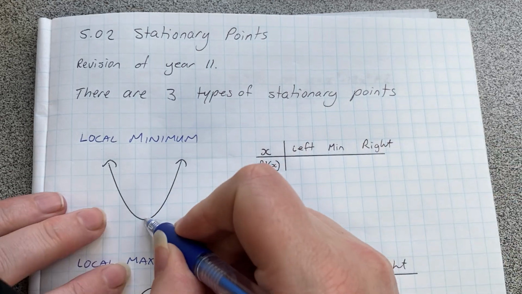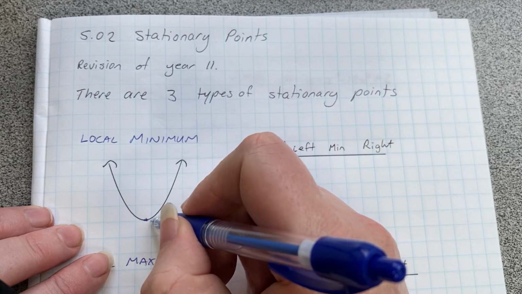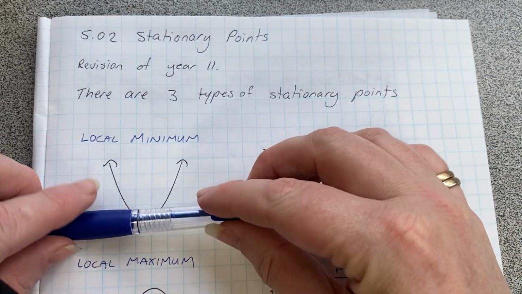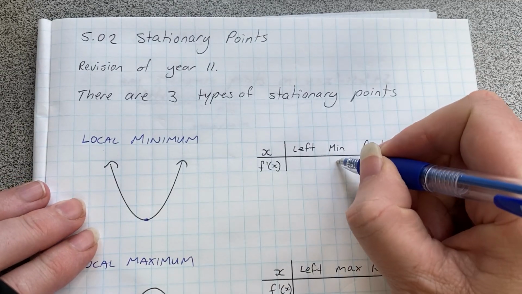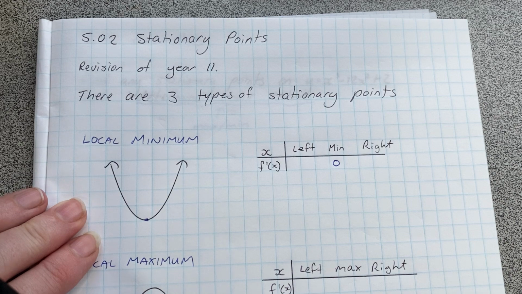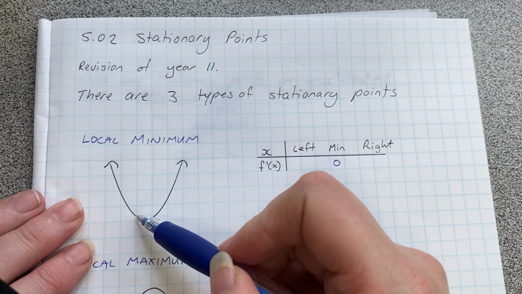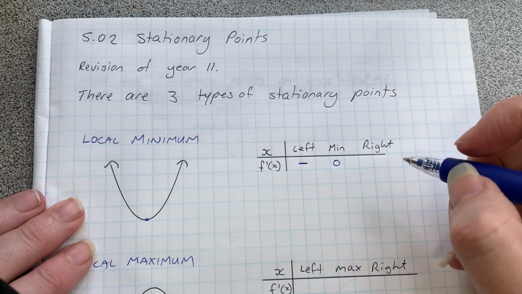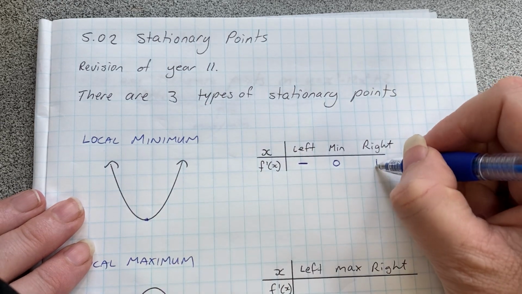So you've got this one right here, which is a local minimum. We can see right there that the gradient is equal to 0. If I drew a tangent line, it's horizontal. So at a local minimum, the gradient is equal to 0. Just to the left, around here, the gradient is negative, so you get a negative number there. And just to the right, you've got a positive.